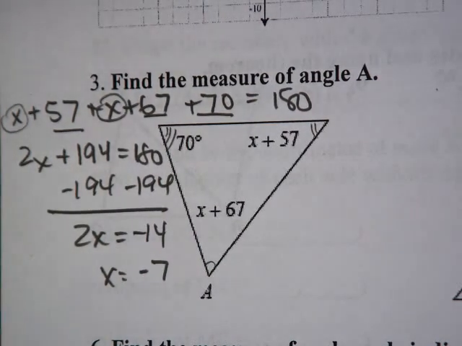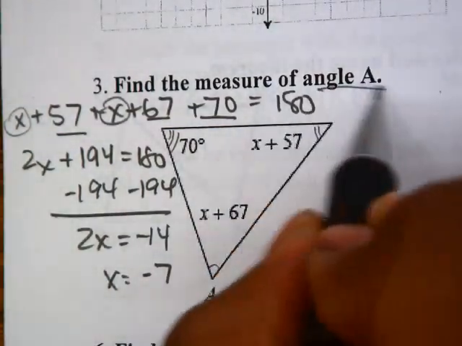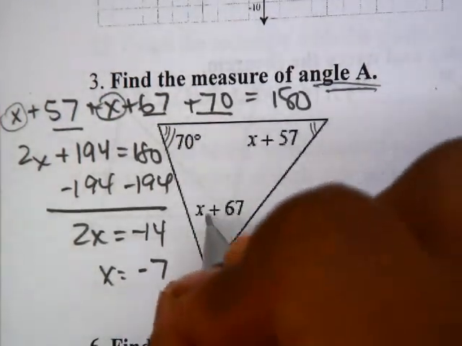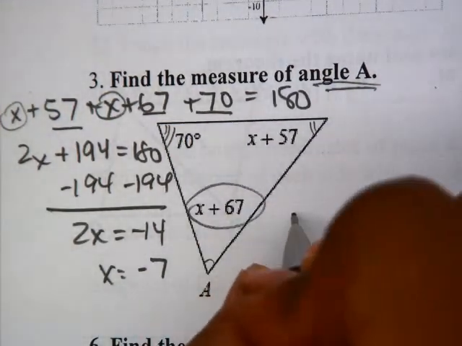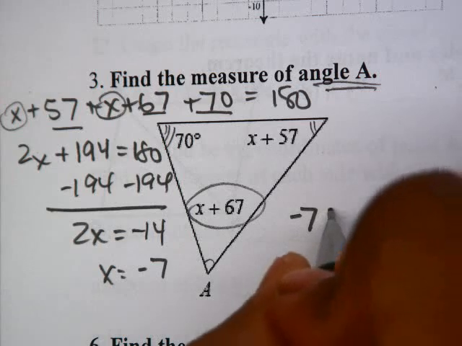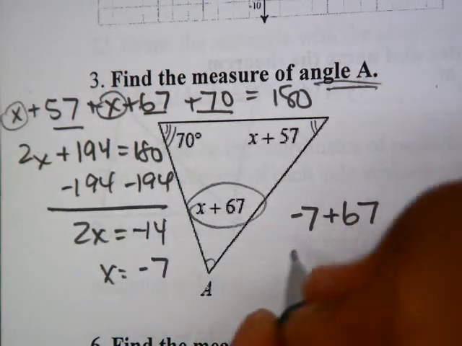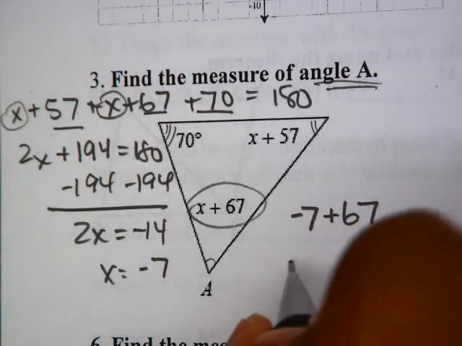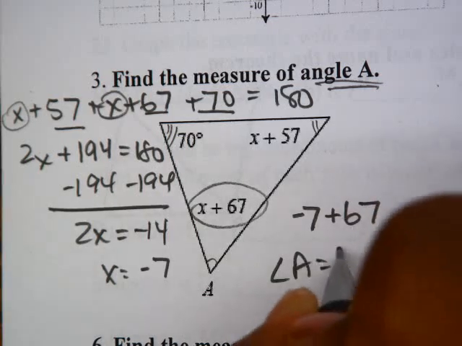Don't let x being negative concern you. What would concern you is if your angle was actually a negative answer, and then you must have done something wrong. We need to find the measure of angle A. So let's plug that in for x plus 67. Instead of x, I'll write -7 plus 67. And so I can see that angle A is 60 degrees.